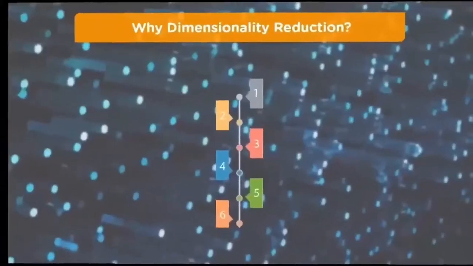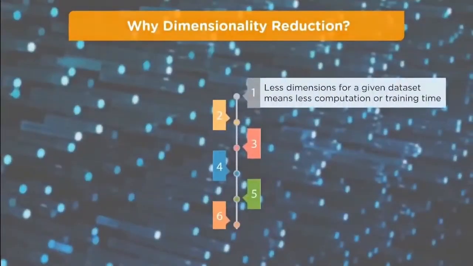Why dimensionality reduction? Well, number one, fewer dimensions for a given data set means less computation or training time. That can be really important if you're trying a number of different models and you're rerunning them over and over again. Even if you have 7 gigabytes of data, that can start taking days to go through all those different models. So this is huge. This is probably the biggest part as far as reducing our data set.